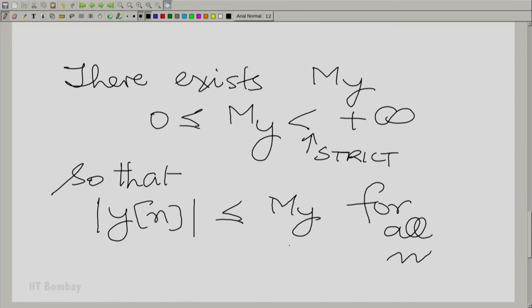You can visualize the strip between 0 and My, wherever that is, and all the magnitudes lie in that strip. For xn, they lie in the strip between 0 and Mx. For yn, they lie in the strip between 0 and My. That's what boundedness means. Now, what are we saying? Let's be careful. We are saying that every bounded input results in a bounded output.